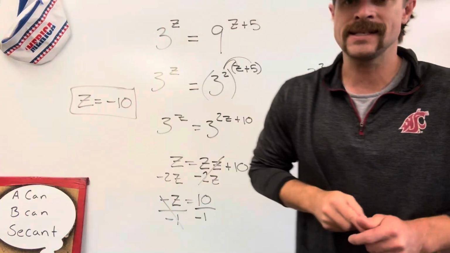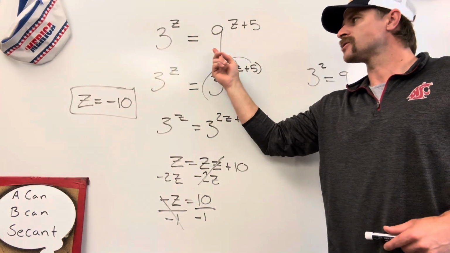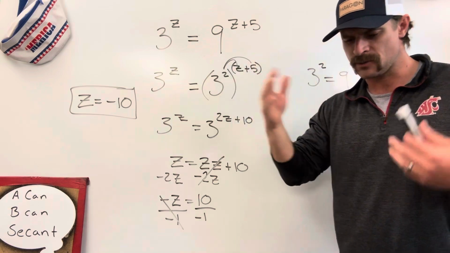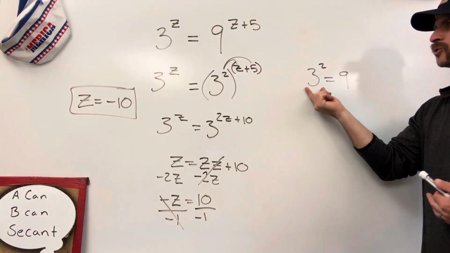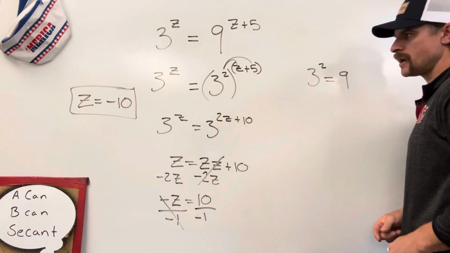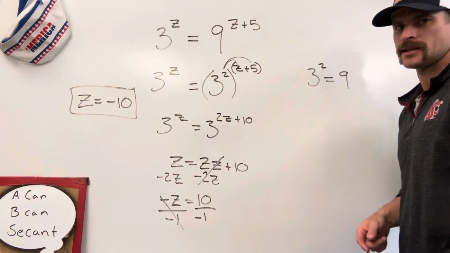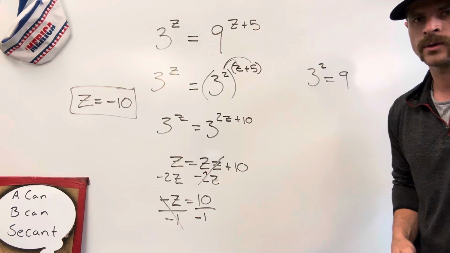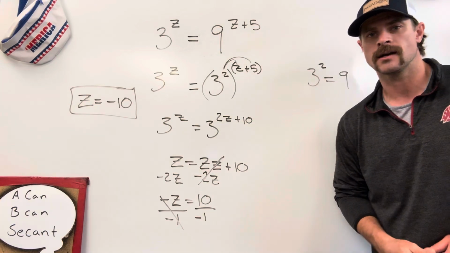So just because your bases don't match up, ask yourself, with the larger value, can you break that down? Can you simplify it to a base that would match? And if you can, then you can use this trick right here to solve any exponential equation that you need to. Hopefully this makes sense. Study hard and good luck on your upcoming test.